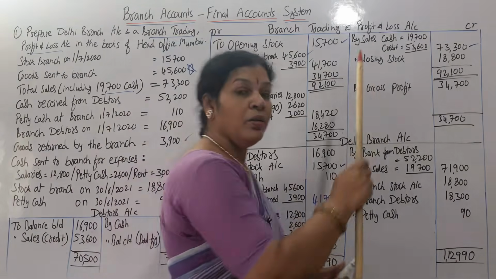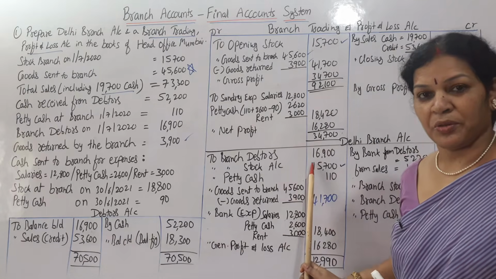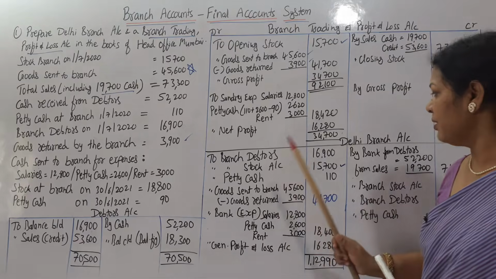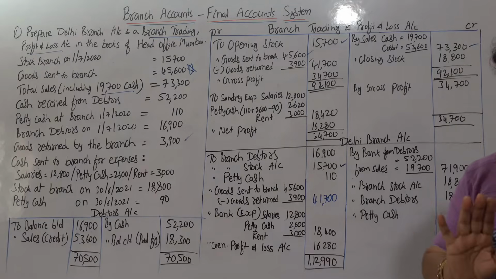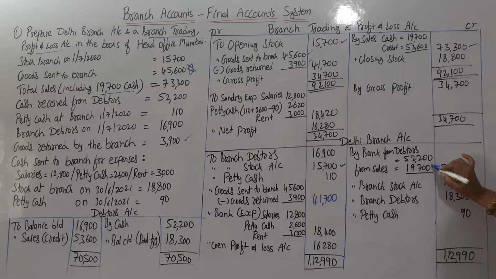Okay. Now this sales comes once again in the branch account. In the branch account, where do you write sales? Always remember, in the branch account you will write on the credit side. What sales? Only the cash sales. Cash sales are how much? 19,700. 19,700 we have written.